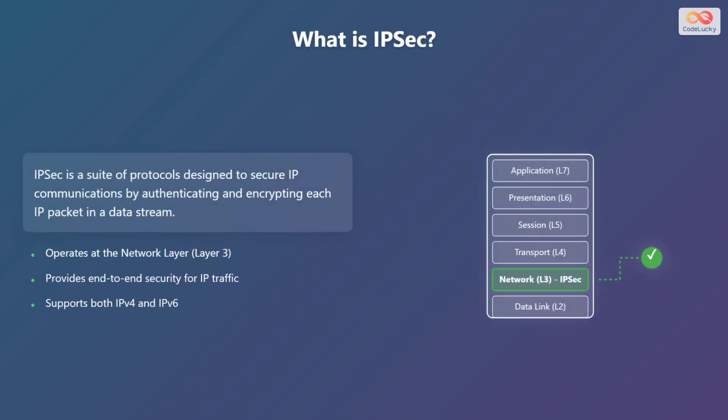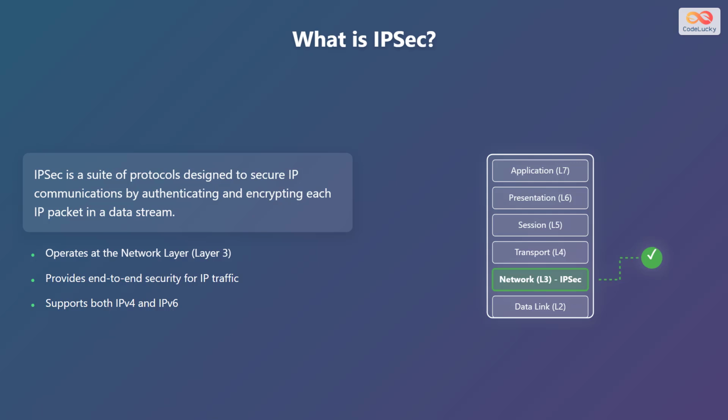So, what exactly is IP security? Well, IP security is a suite of protocols that secures Internet Protocol communications. It achieves this by authenticating and encrypting each IP packet in a data stream. This ensures that the data remains confidential and protected from tampering.